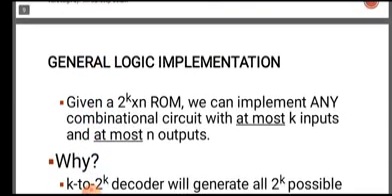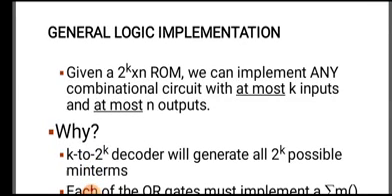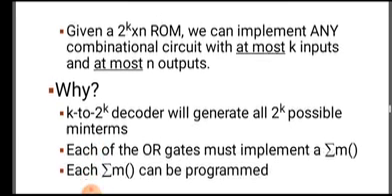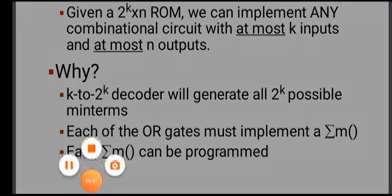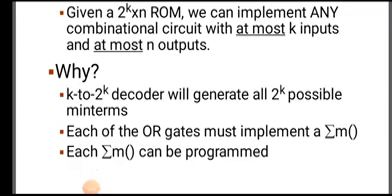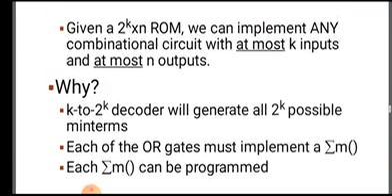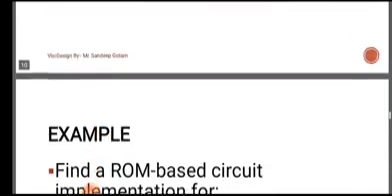When we talk about general logic implementation, we have a question: given a 2 to the power k into n ROM, we can implement any combinational circuit with at most k inputs and at most n outputs. Why? Because a k to 2 to the power k decoder will generate all 2 to the power k possible minterms. Each OR gate must implement a summation of minterms, and each summation of minterms can be programmed. That's why we can use a 2 to the power k into n ROM.